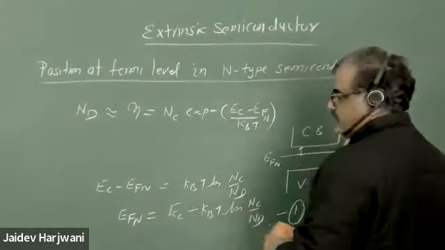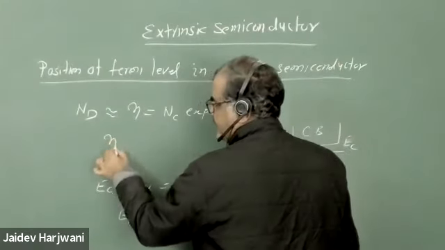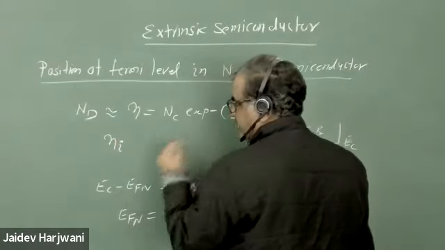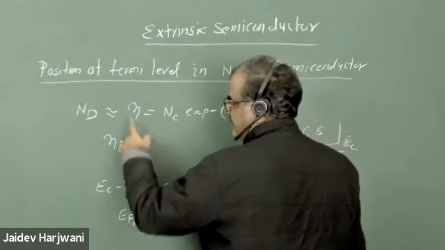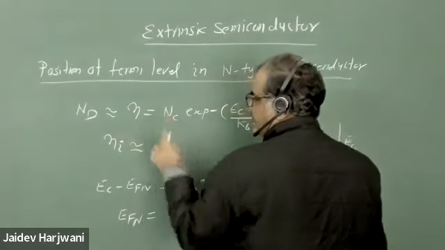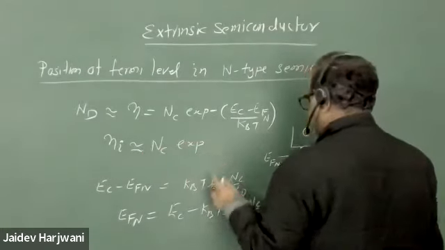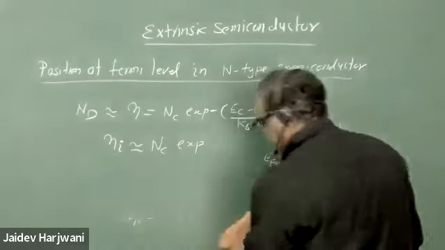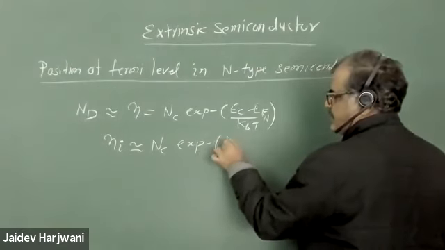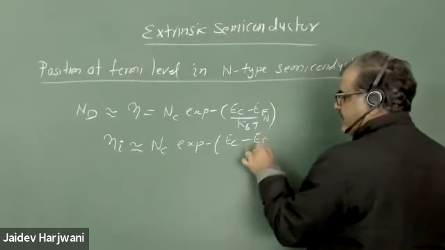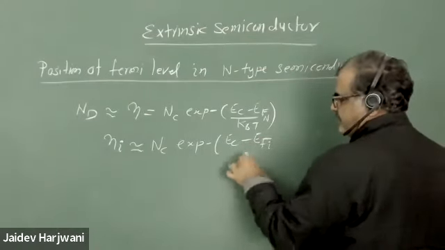So now this is my Nd. Similarly, if I want to write the carrier concentration Ni, Ni also can be written with this formula. If it is an intrinsic semiconductor, then instead of Nd I write Ni. This is also Nc with the same exponential. Now I can write minus Ec, and instead I can write EFI, the Fermi level of intrinsic material, over kBT.